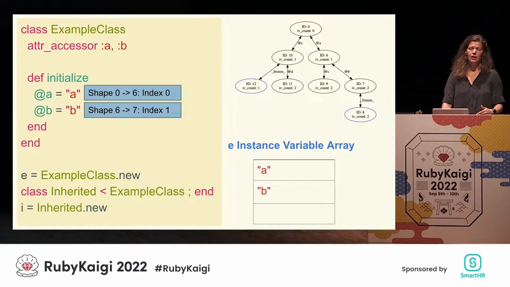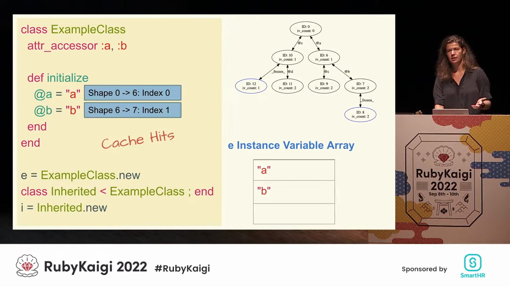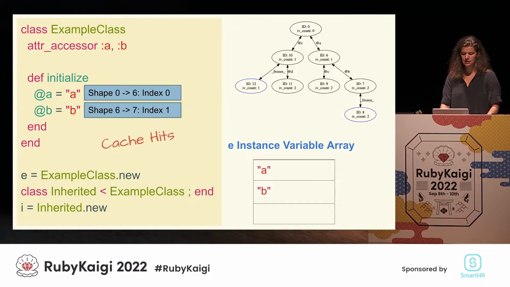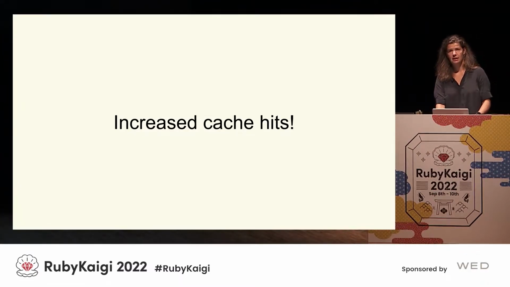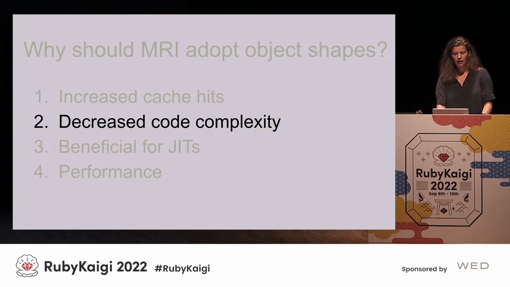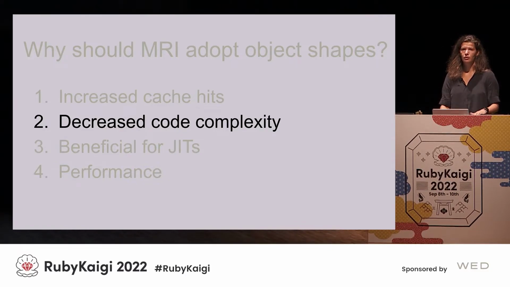Now, if we look at our inherited class here, and you might know where this is going, it'll have the same shape transitions because the cache is no longer class dependent, which means we'll have cache hits in this case. So shapes, the first thing we want to talk about is shapes had increased cache hits. Another thing we can discuss is decreased code complexity. So we just saw an example of that where we were able to remove the instance variable index name completely.